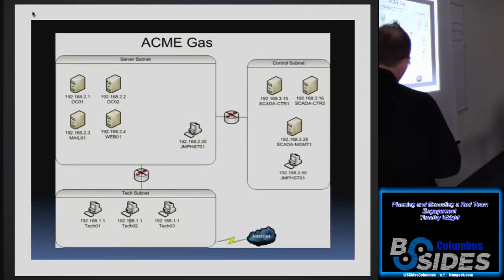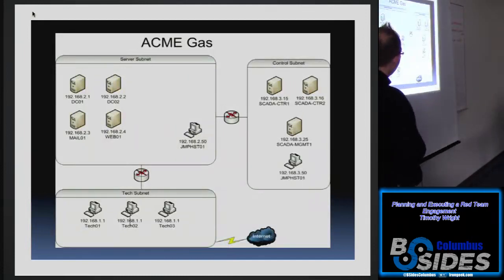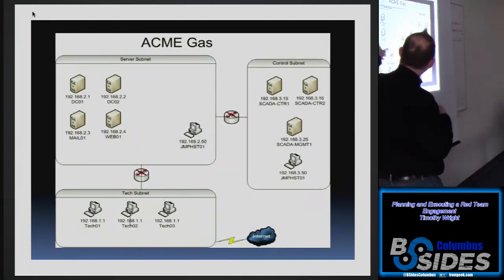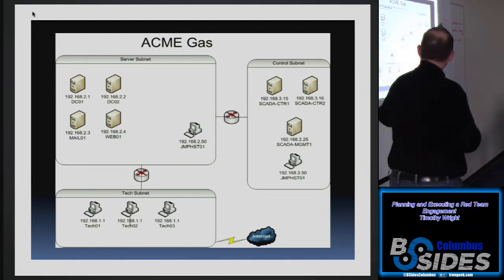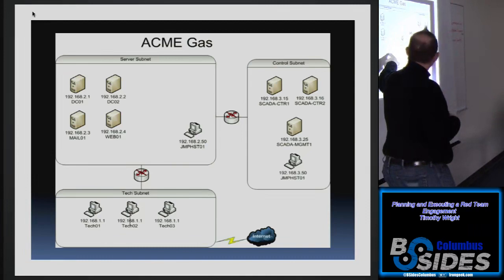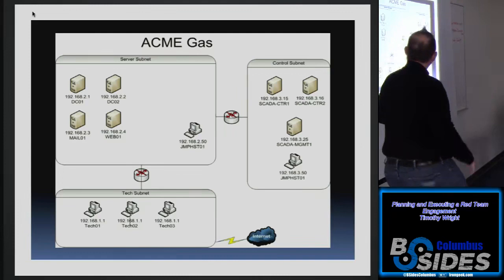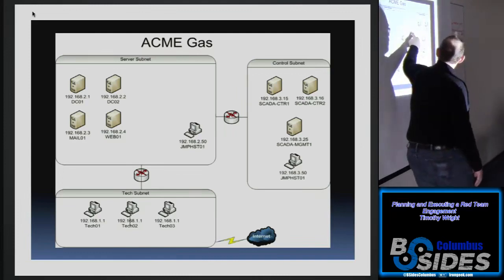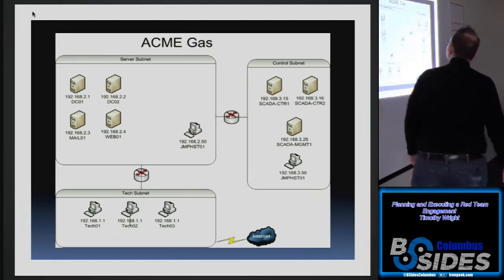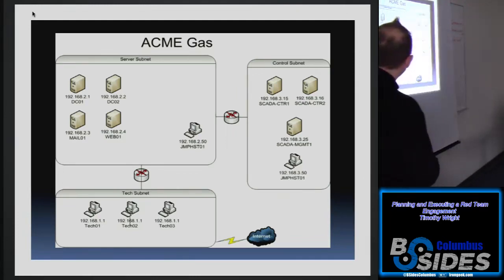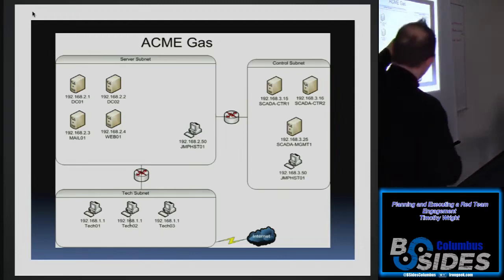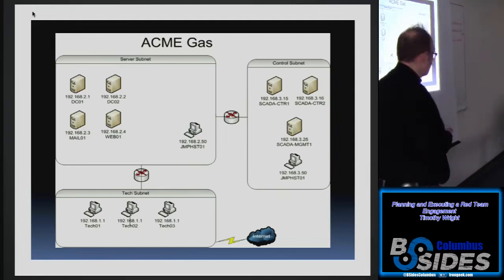So I have a Visio design here, just put together real quick. We have three different subnets: the tech subnet, the server subnet, and our control subnet. The tech subnet is where our workstations are sitting. They'll have an internet connection coming in. Either a firewall or router device sits between there and our server subnet. And then another firewall, probably a control firewall or whatnot, sits between the servers and the control subnet. So we have multiple domain controllers, a web server, a mail server, and then we have our SCADA control boxes on the back end, a couple of jump hosts, etc.